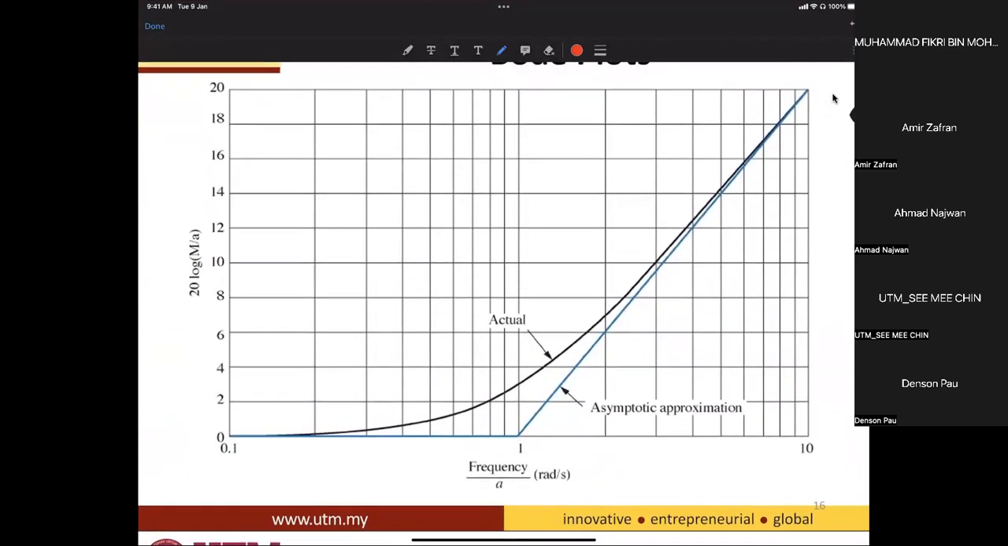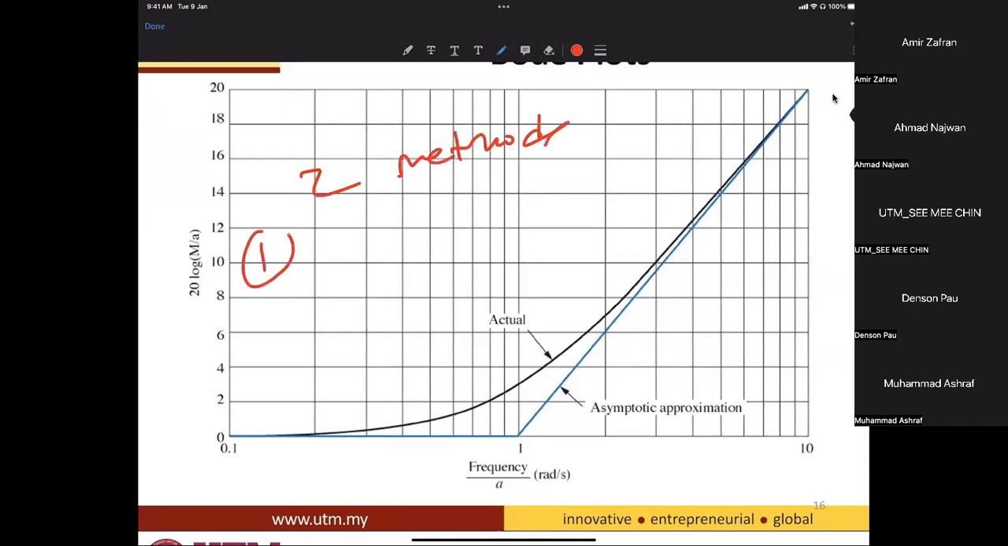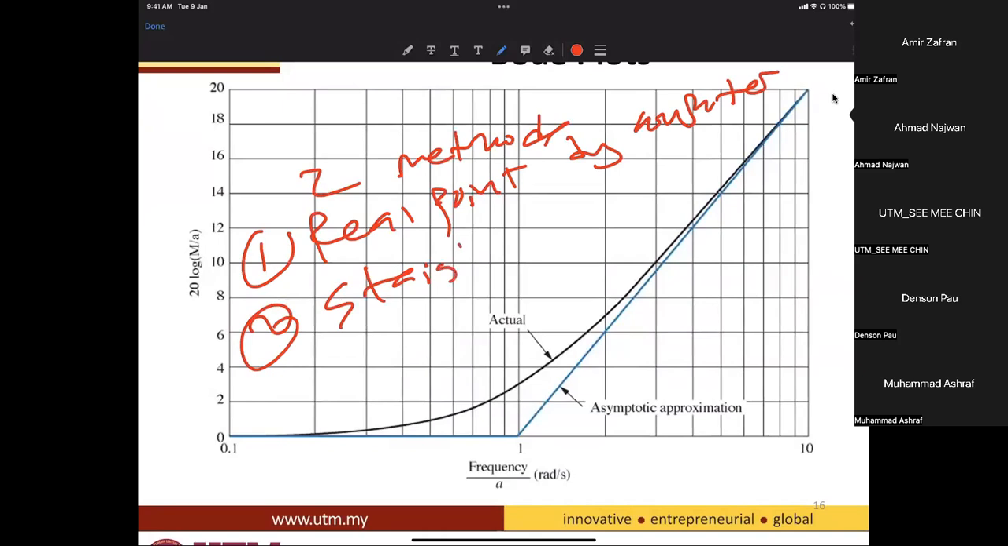As I told you before, for zeros, we plot using 2 methods. The first method is using the real plot, which is by computer. Insert the transfer function value, call the Bode command, and it will plot the real plot. The second one is using straight line approximations.